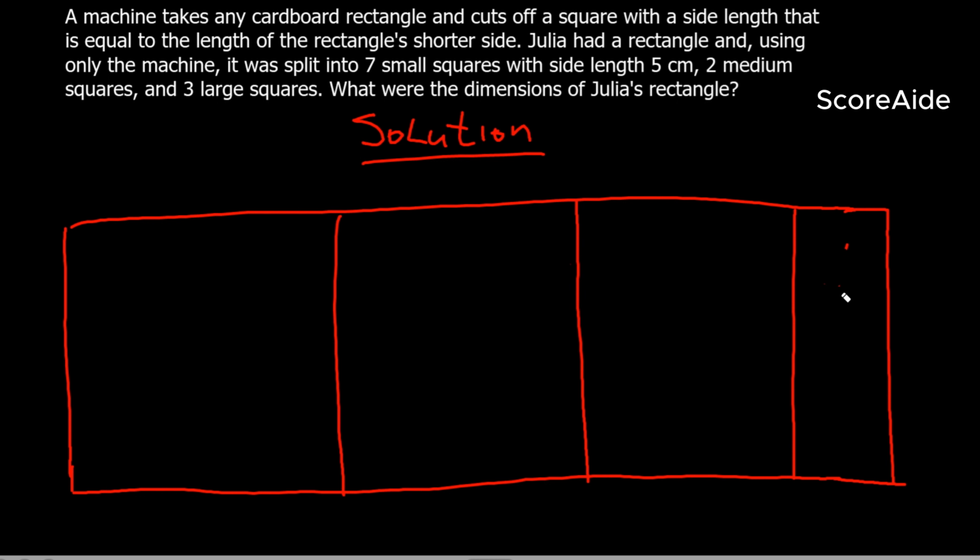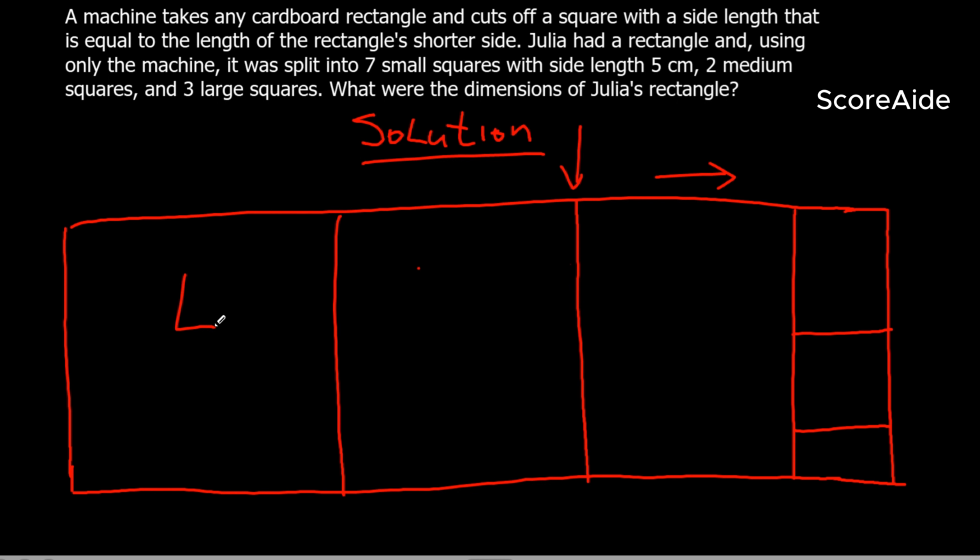So what we are going to do to this rectangle is change the way we cut it. We were cutting it vertically. Now we are going to cut horizontally. You see, now we can form 2 medium squares. So let's say this is a medium square, and this is another medium square. Those are 2 medium squares.